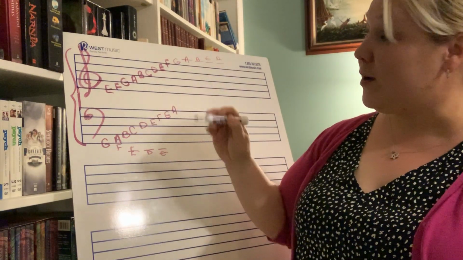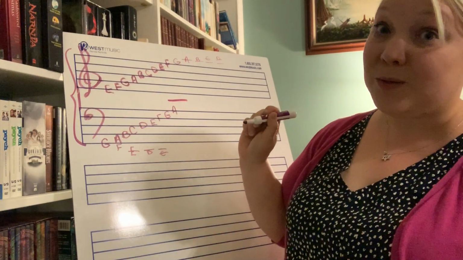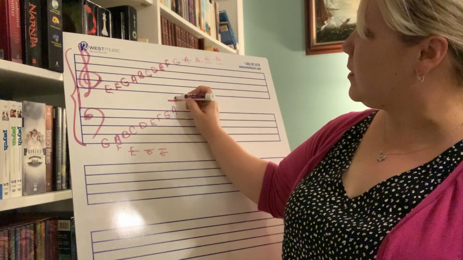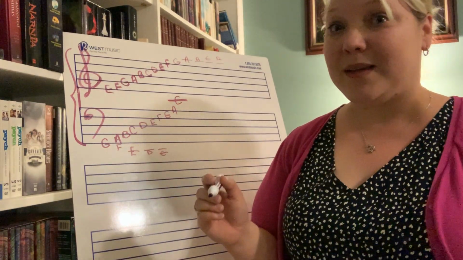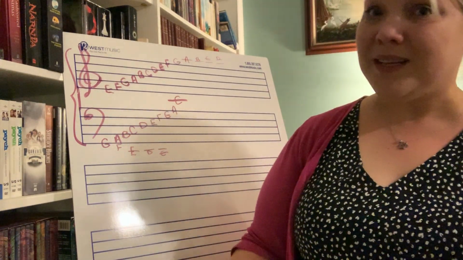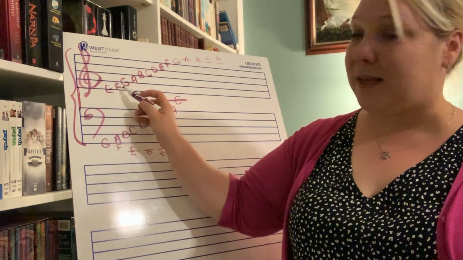C is a very important note because it actually happens to be in the middle between the two staffs. So we call this middle C. A lot of my students believe that middle C is called middle C because it's in the middle of the piano, but it really isn't. The two notes that are actually directly in the middle of the piano are this E and this F.